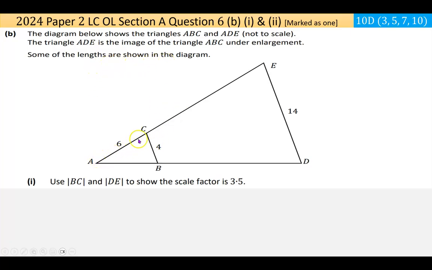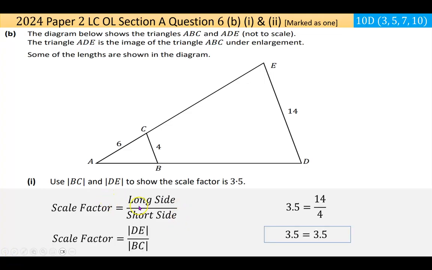You see this length 6, and it will be a relationship with AC to AE because it's an enlargement. AE will be 3.5 times bigger. And we know that because in part 1, they say use the length of BC and the length of DE to show that the scale factor is 3.5.